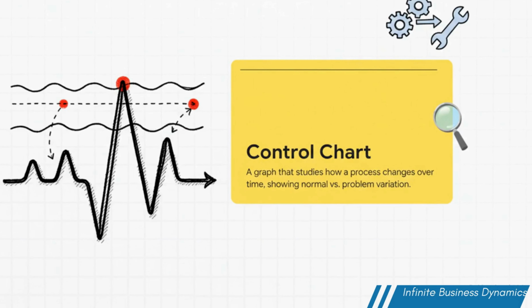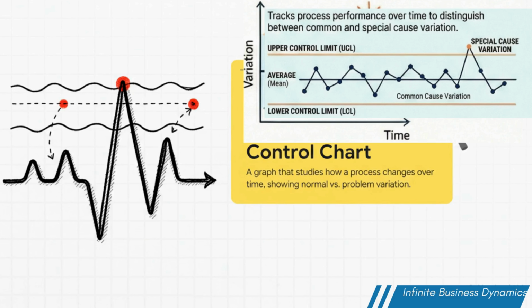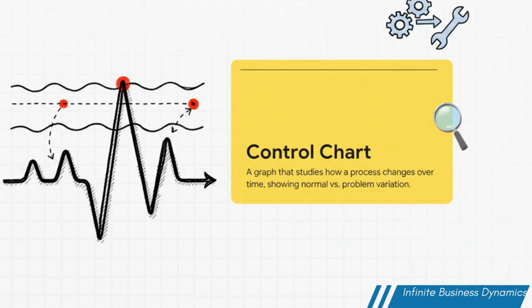Now, a control chart, think of this like a heartbeat monitor for your process. It plots data over time, and it shows you what's normal, expected variation, and what's a special cause, a real signal that something has gone wrong and you need to go investigate right now.